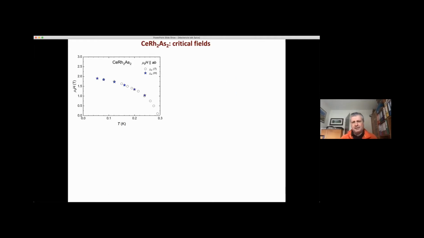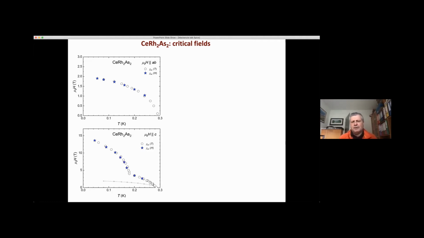And one of the first things that you do when you have a new superconductor is to measure its critical fields. And here we're looking at the critical field achieved when you apply it in the AB plane. And you can see it's not so remarkable, but it has a slightly strange shape and a relatively large value. 2 Tesla is a big critical field for a material with a transition temperature of under 300 millikelvin.